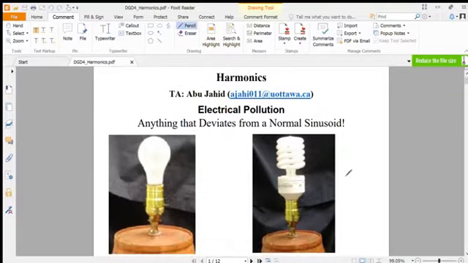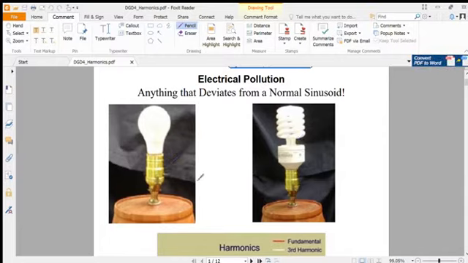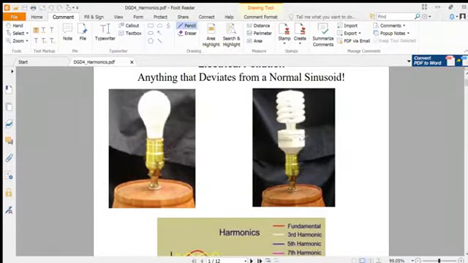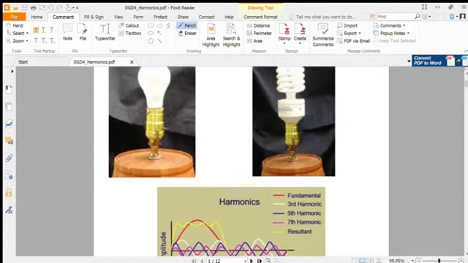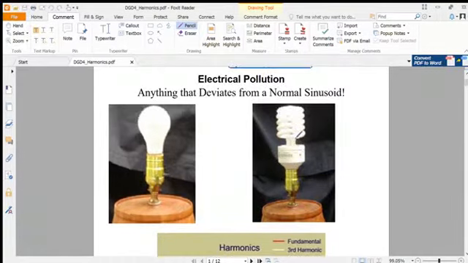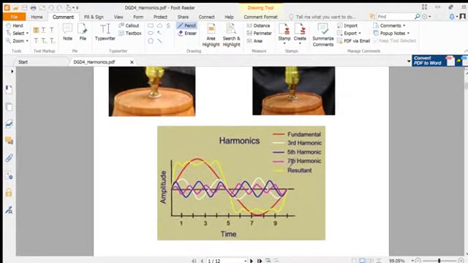Here we show two types of lamps. This spiral one, and this one is an incandescent lamp. This is the linear load and this is the non-linear load. So there is a great impact of load nature on harmonics in power systems. So the harmonics are what we're talking about here.